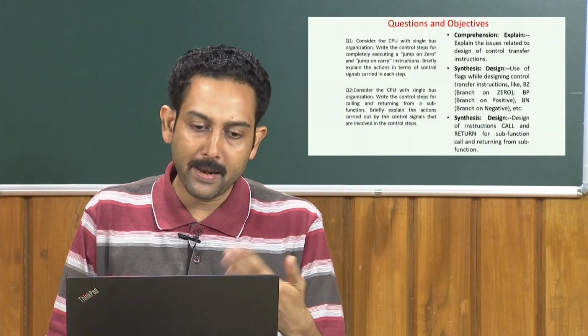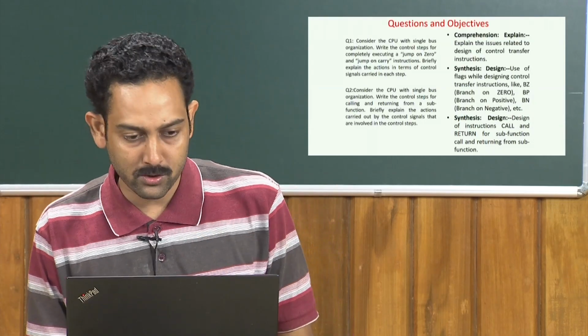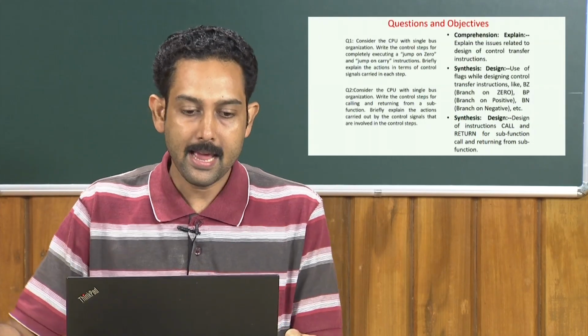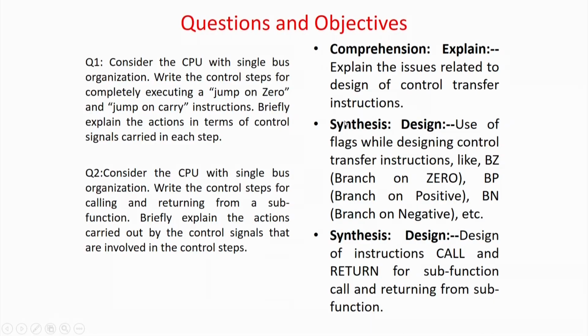Now, for pedagogical completeness, let us see what the typical questions are and how the objectives are satisfied. For example, in the first question we say: consider a CPU with a single bus, execute the instructions jump on 0 and jump on carry, briefly explain the control steps in each step and show how the control sequence executes.